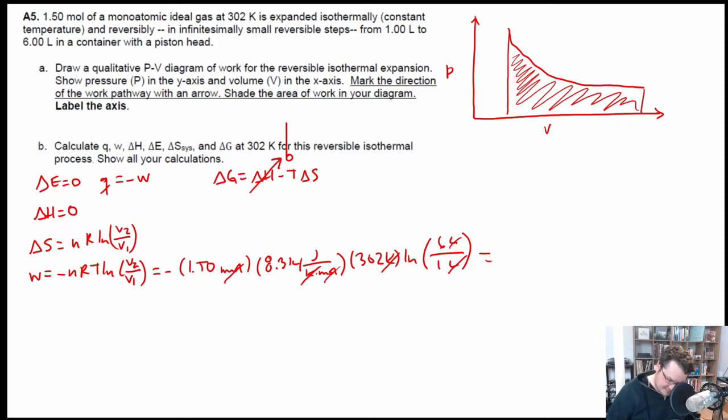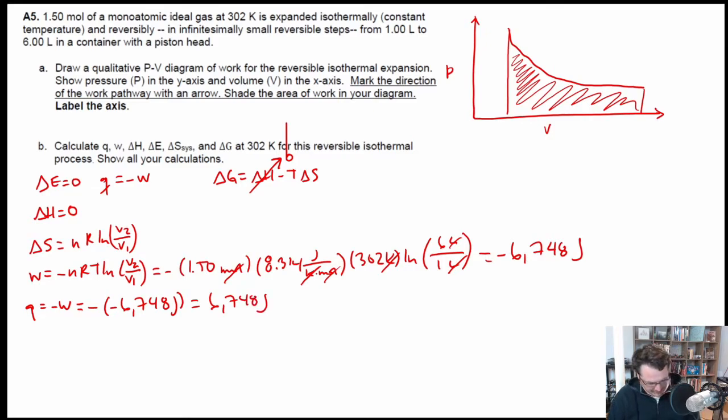What we get is negative 6,748 joules. Pretty close to what I have, negative 6,750 joules on the answer key. So that's the amount of work that we have. We know then that Q is equal to negative work, so that will be the negative of negative 6,748 joules, which comes out to positive 6,748 joules. So that's Q. We already have delta E, so that's done.